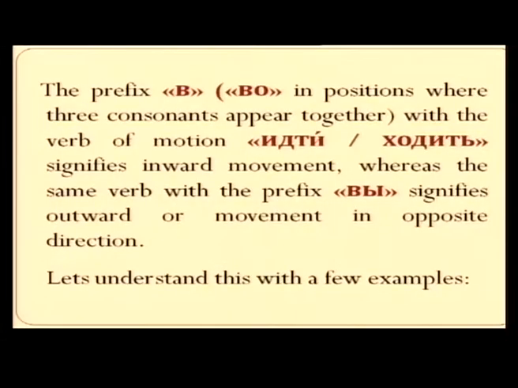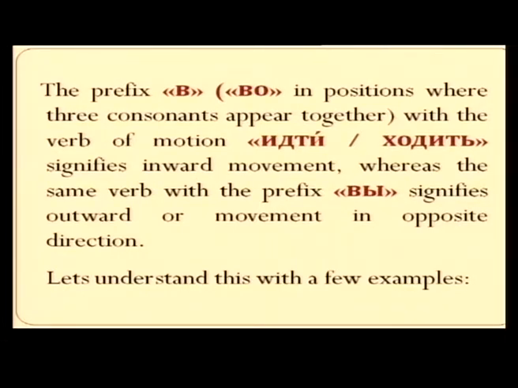The prefix "v", sometimes "vo" in positions where consonants appear together, with a verb of motion like "ichi" and "khodit", signifies inward movement, whereas the same verb with the prefix "vy" signifies outward movement, or movement in the opposite direction. If you remember, we have discussed the usage of "v" and "vy", which indicate entry or exit in sentences like "Можно войти" or "Можно выйти", which means may I come in and may I go out.